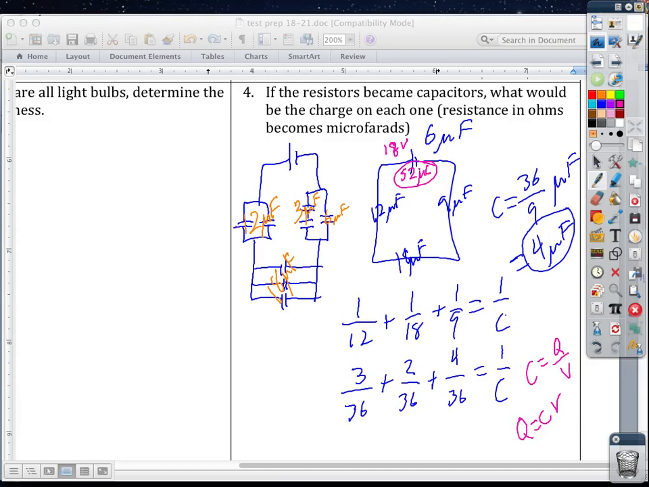So if I can use my highlighter, this one, this one, this one, and that one are the capacitors that get the charge. Wait, why? Because they're connected directly to the battery.